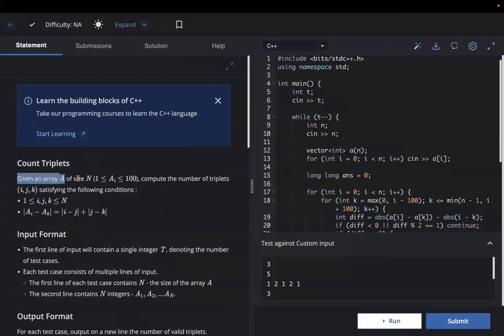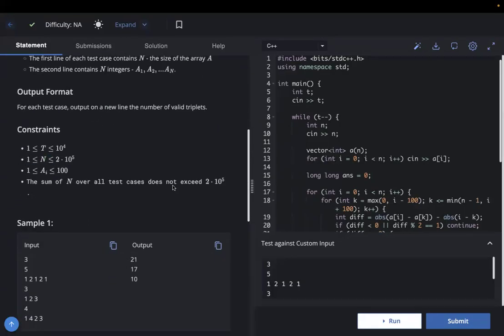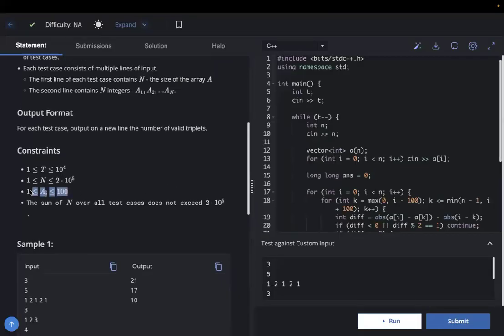The problem says that we have been given an array of size n, and the values of this array will be in the range from 1 to 100. And we have to compute the number of triplets i, j, k satisfying the following condition. i, j, and k should be in the range from 1 to n. And there is some equation being given to us. The absolute difference of ai and ak should be equal to the absolute difference of i and j plus the absolute difference of j and k. And the value of n can be pretty huge, but the value of ai will be pretty small.